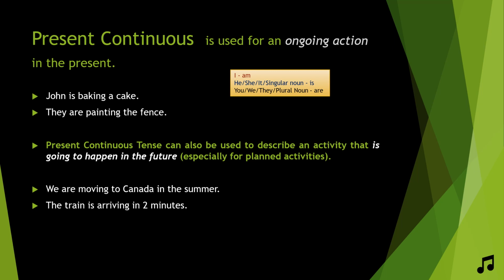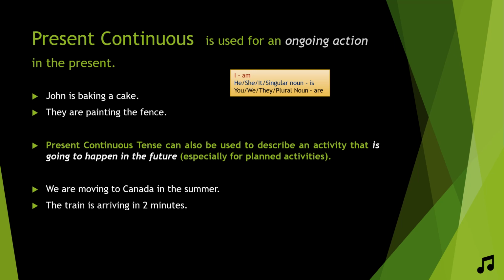You can also note that changes in the making of the sentence come with the verb only, not with the subject or object. Like present simple, present continuous tense can also be used to describe an activity that is going to happen in the future, especially planned ones. For example, we are moving to Canada in the summer. So this is something which is going to happen in future, but we can use present continuous tense to describe it in the current situation.